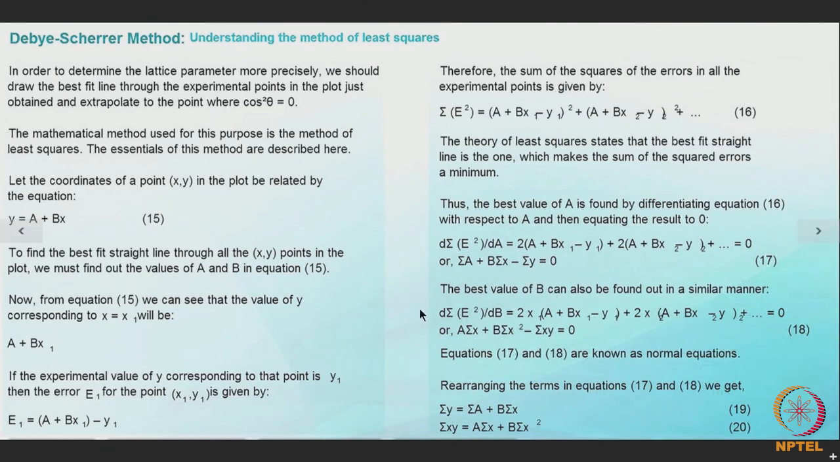Now, these equations 17 and 18 are known as the normal equations. So, rearranging the terms in equations 17 and 18, we get sigma y is equal to sigma a plus b sigma x, and then sigma x y is equal to a sigma x plus b sigma x square.